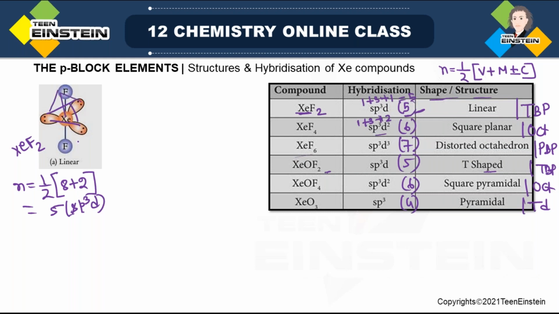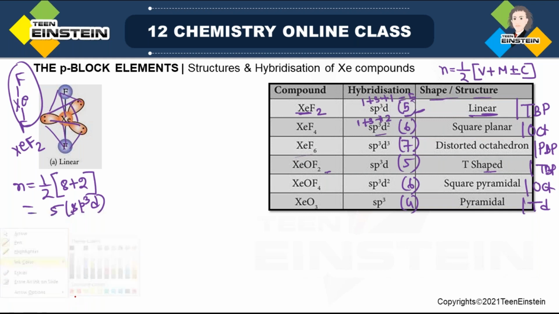You have a triangle, above the triangle there is a pyramid, then another pyramid. But if you just omit the lone pair, suppose without lone pair, if you look at the structure, now it is simply like this without lone pair. So now we will call it linear. So that is why here it is written linear.